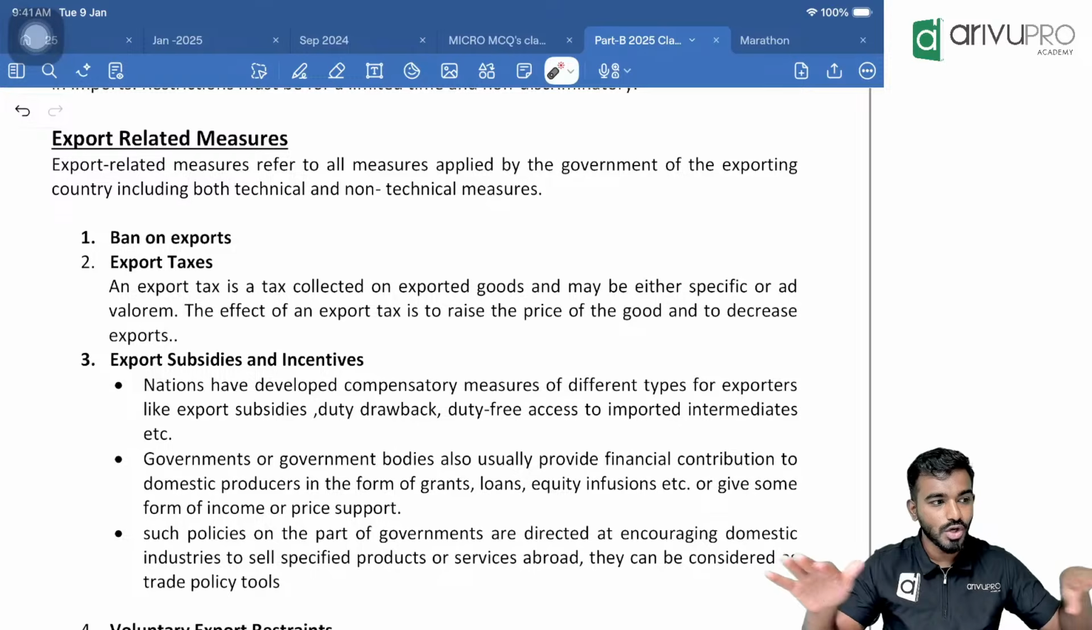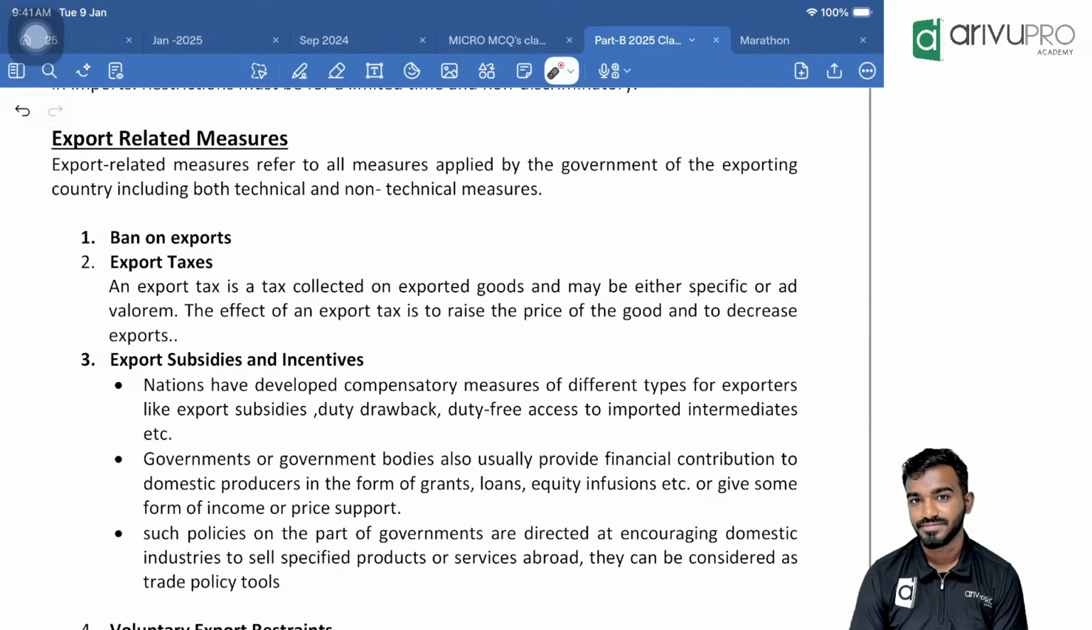By this, unit 2 also comes to an end. Nothing big in unit 2. Clear? Go through it. Any doubts, let me know before moving to unit 3. Unit 3 is very small and will not take much time. RTAs, regional trade agreements, WTO and GATT. Full storytelling, unit 3. Nothing big there.